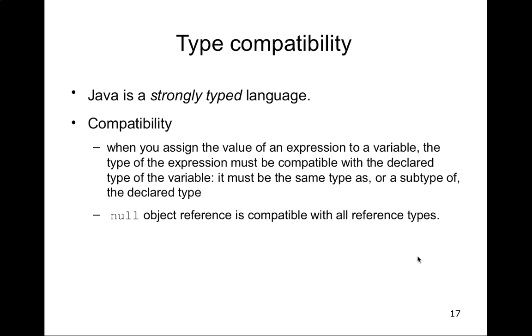Null object reference is compatible with all reference types. So you can check for null. It's either an object or it's not an object. Null says it's not an object. So any object can tell whether it's an object or not.